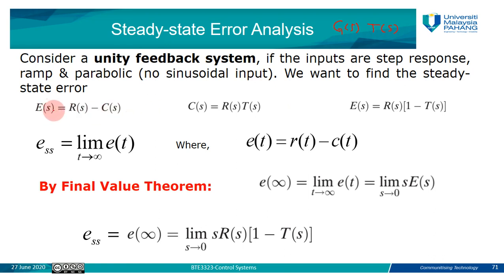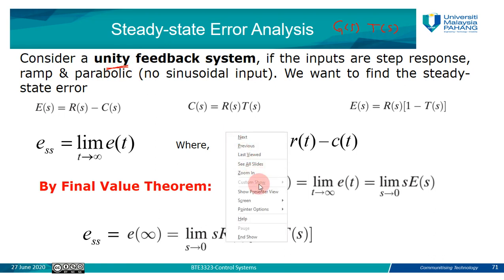For example, here you have a closed loop transfer function, with unity feedback. We are talking here about unity feedback, which means H is equal to 1. So in this case, if you have this system, you have the transfer function which is G(s).